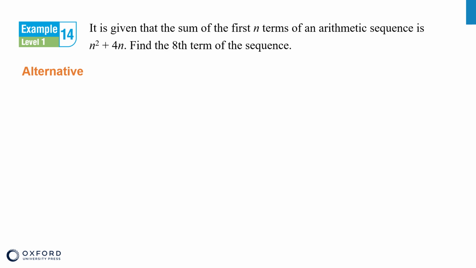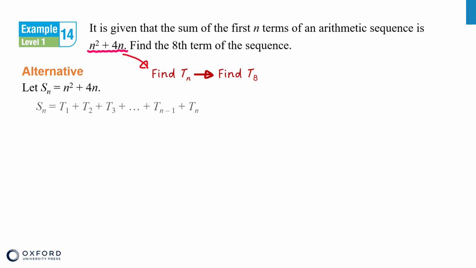In fact, we can also find the general term of the sequence from the summation formula and then find the required term. Again, let Sn be the sum of the first n terms of the arithmetic sequence first. So, Sn will be equal to T1 plus T2 plus T3, and so on until Tn minus 1 and Tn. Similarly, Sn minus 1 will be equal to T1 plus T2 plus T3, and so on until Tn minus 1.